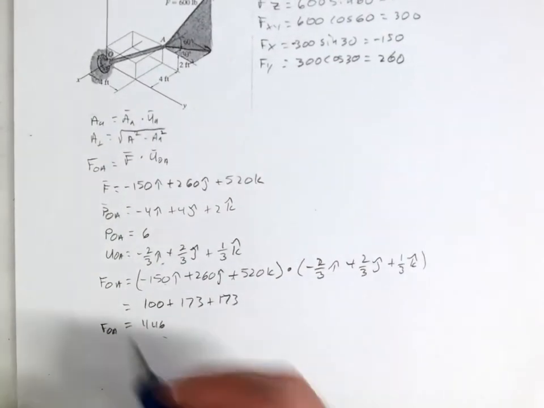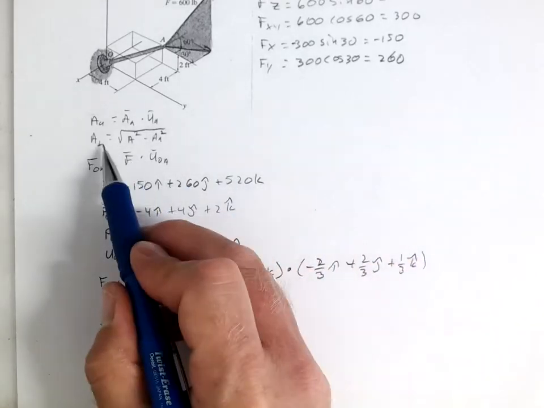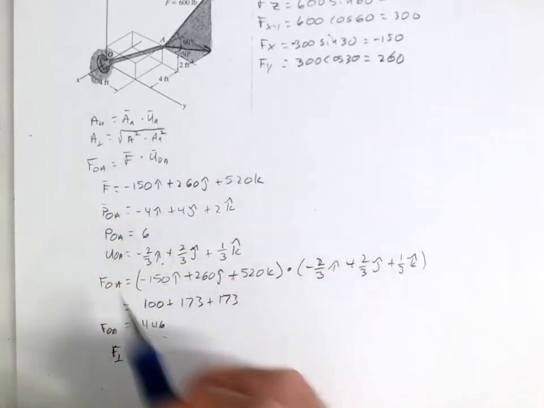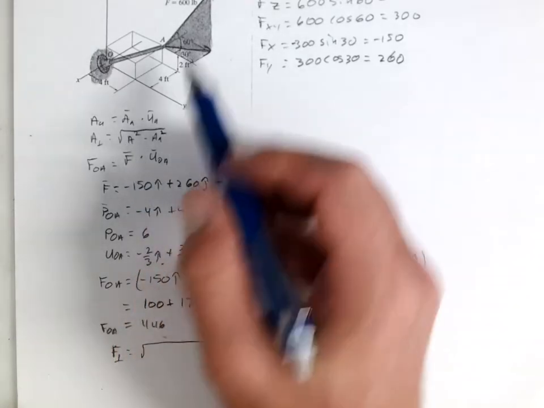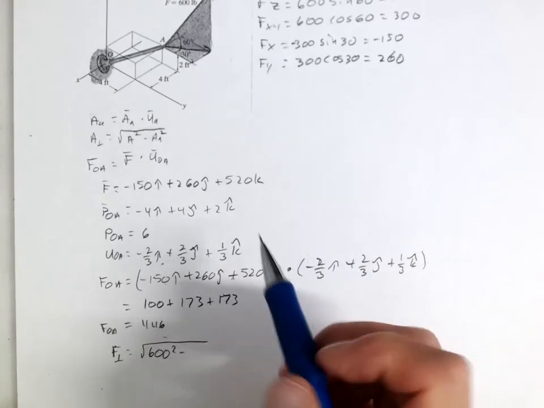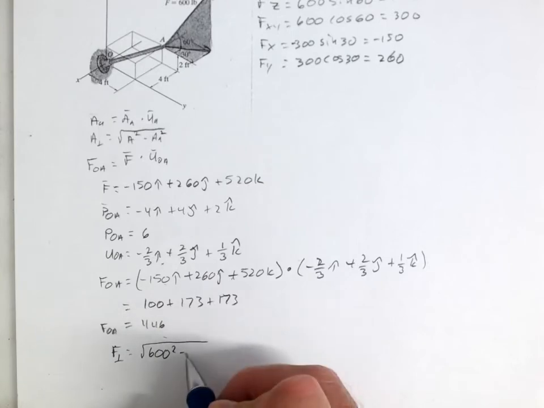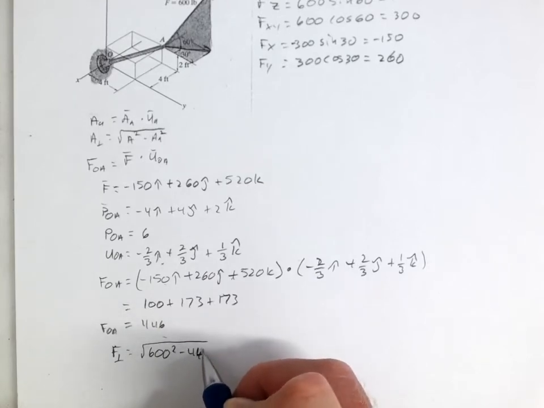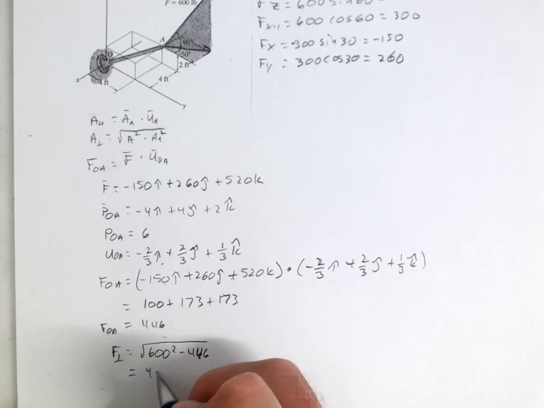Now the perpendicular force, we'll use this equation. So we want the square root of the vector 600 squared minus the parallel component 446 squared, and that comes out to 401, and that's in pounds.